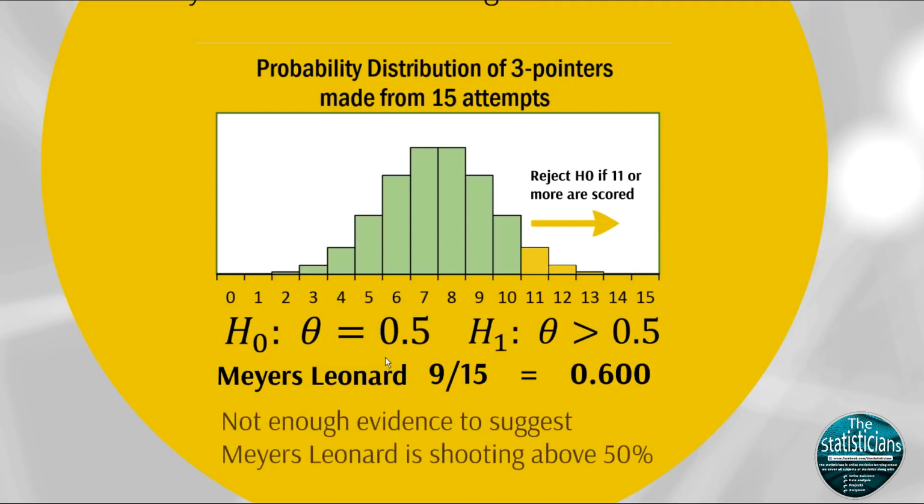So just to repeat, in this case, because Myers-Leonard got 9 out of 15, or 0.6, he was at this point here, at 9, therefore not extreme enough to reject the null hypothesis. So even though in the sample he was shooting above 50%, it wasn't extreme enough to allow us to infer that he's shooting 50% in the long term. We need more evidence as conservative statisticians.